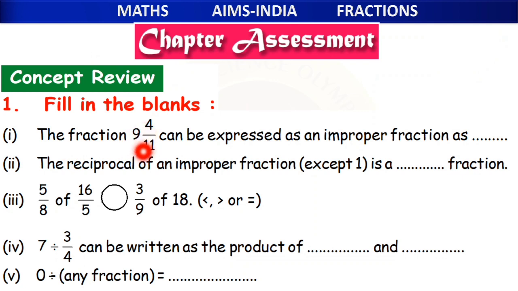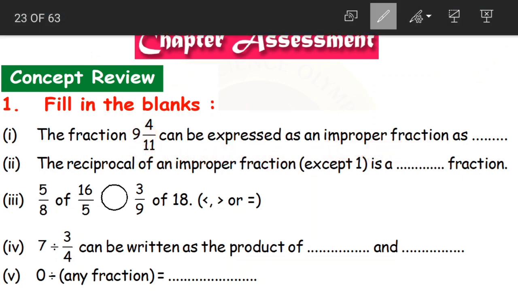The fraction 9 4 by 11 can be expressed as an improper fraction as. Yes, we know that 9 4 by 11 is a mixed number. We need to express it in the form of an improper fraction. How can we do that?